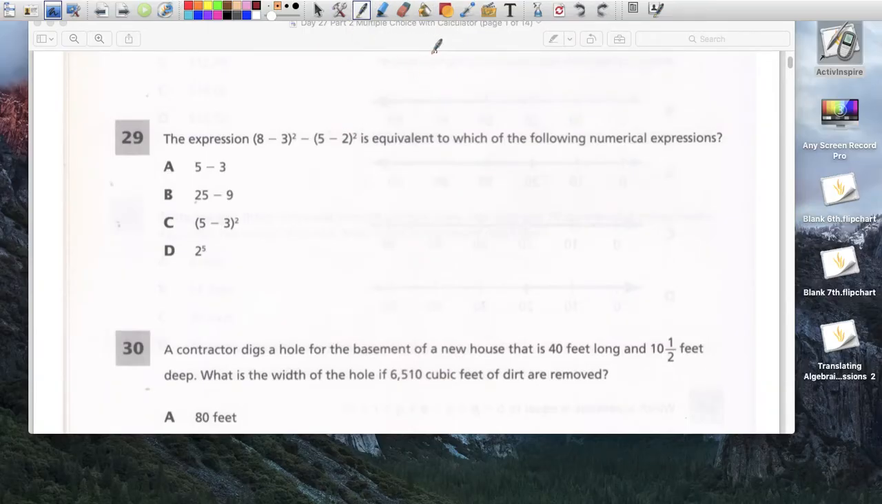So this is an order of operations question. And we're going to do parentheses. Not parentheses, right? Grouping, sorry. Exponents, multiplication or division coming from left to right, and addition or subtraction coming from left to right.